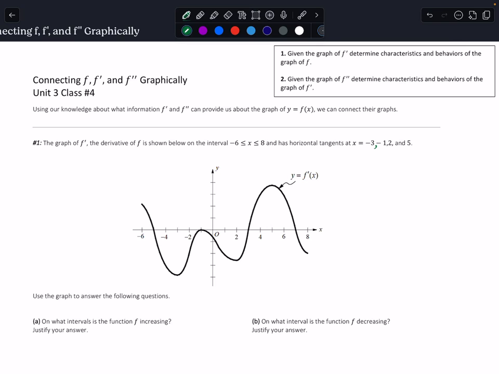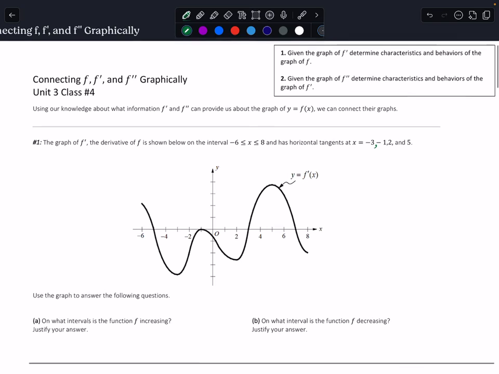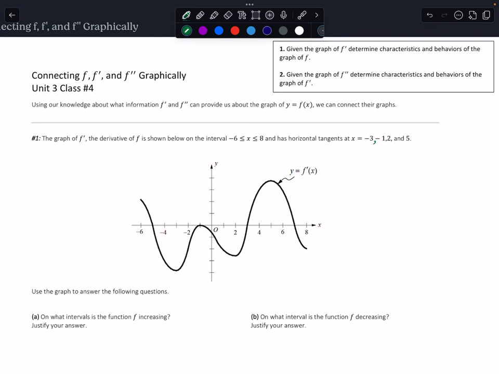The only thing that's changing is I am no longer going to be doing this analytically or algebraically. I am going to figure out these behaviors and characteristics from the graphs of the first and second derivative. So what we'll be doing today is using our knowledge about what information f prime and f double prime can provide us about the graph of y equals f of x, we can also connect their graphs.